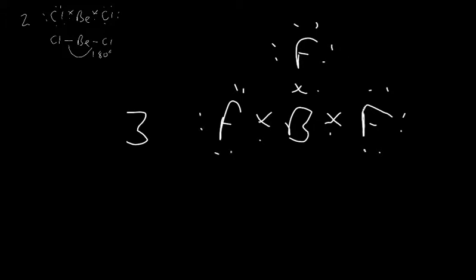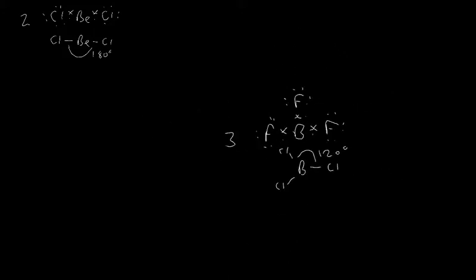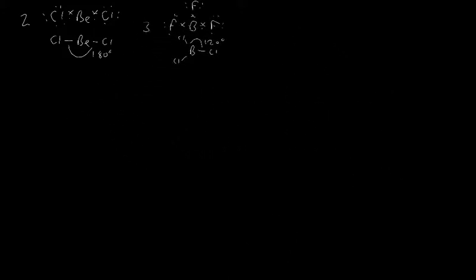So we've got 3 pairs that are going to repel each other to be as far apart as possible, and that gives us that shape with a bond angle of 120 degrees. That is trigonal planar. That's 3. Put that there.